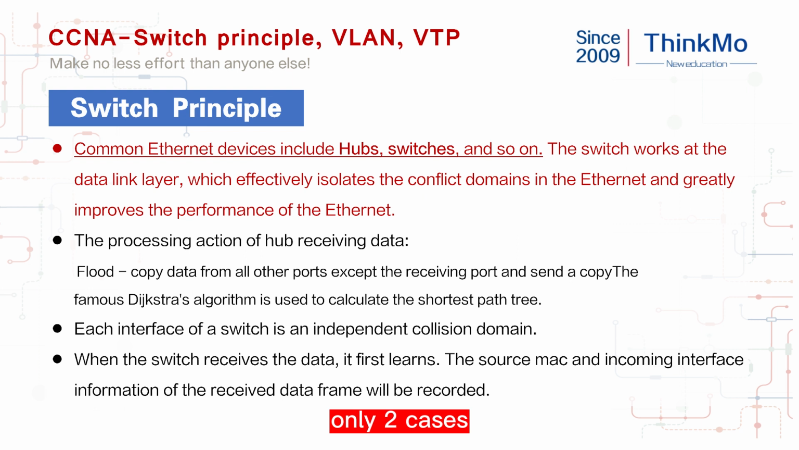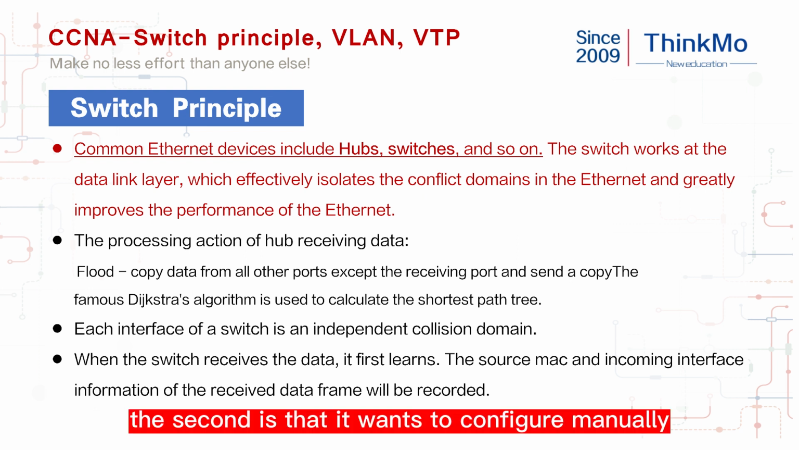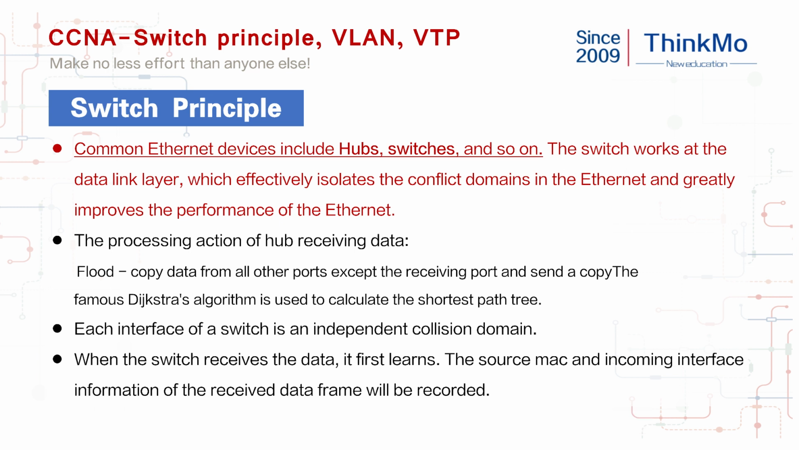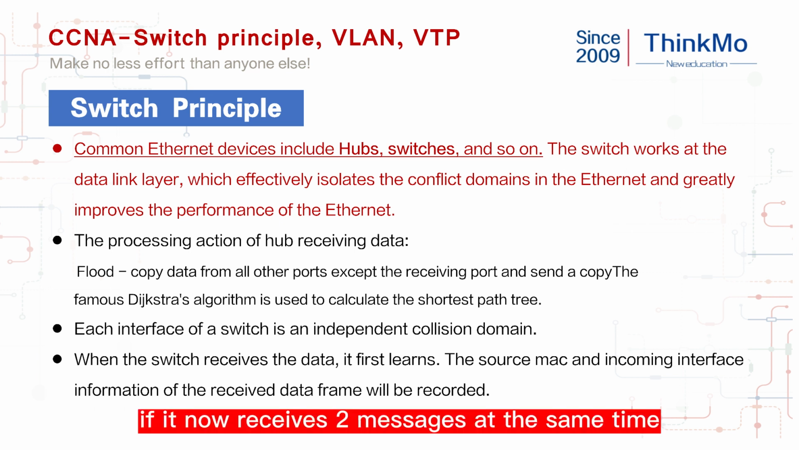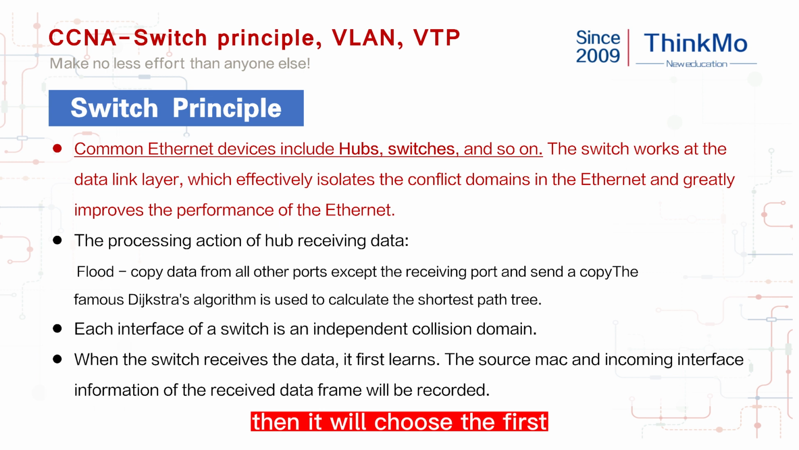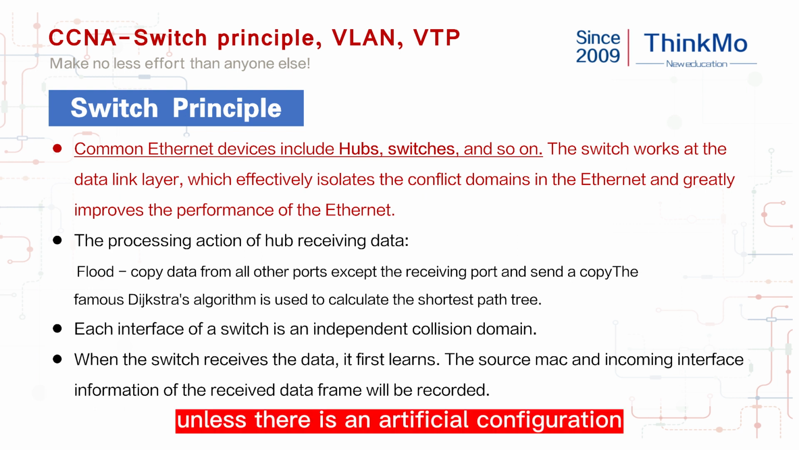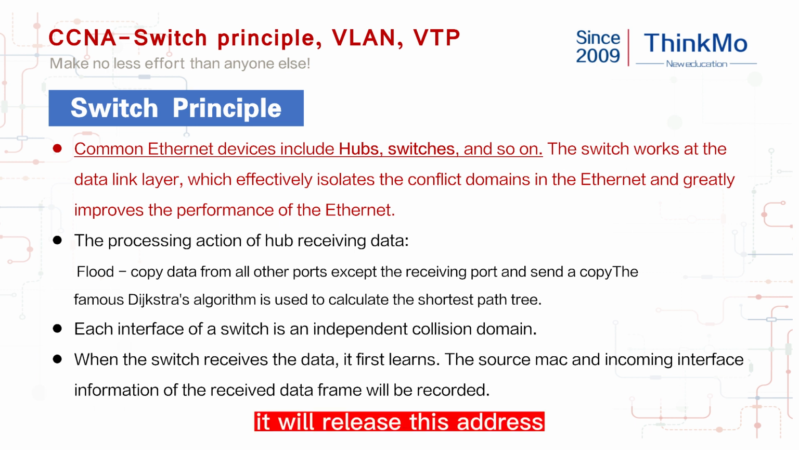There are only two cases. One is that it is going offline. The second is that it wants to configure manually. Then it will actively send messages to the device to release the address allocated by the device. It will not take the initiative to reject the offer. If it now receives two messages at the same time, then it will choose the first, not the second, because there is no need. Unless there is an artificial configuration and it doesn't want to use DHCP anymore, it will release this address.